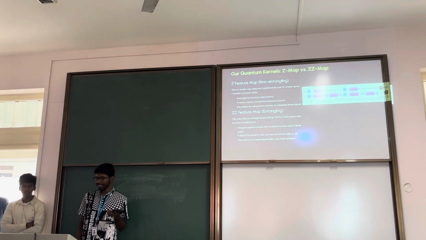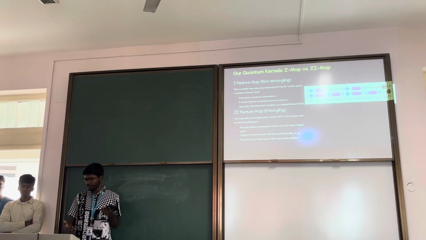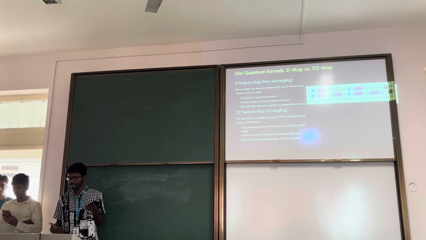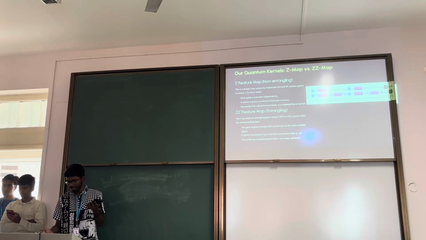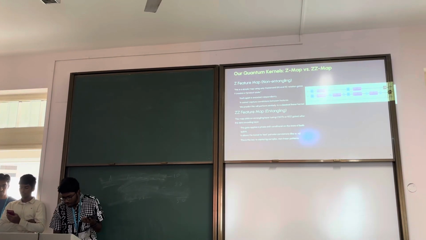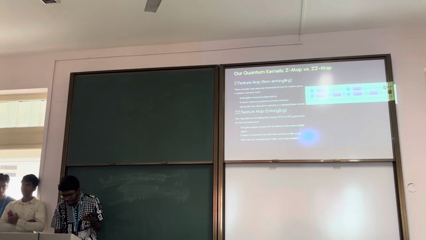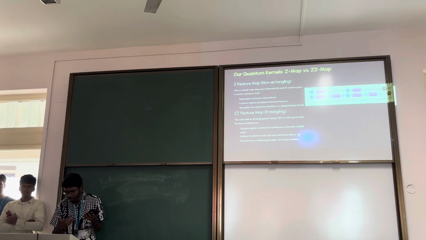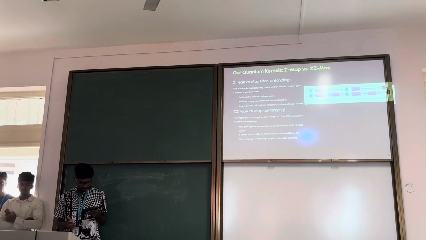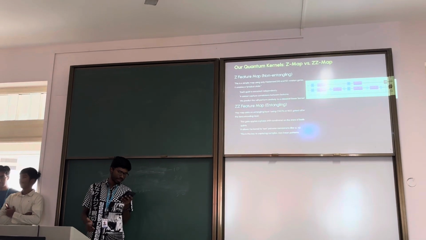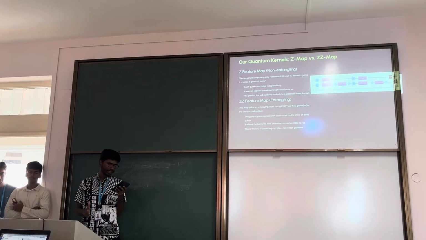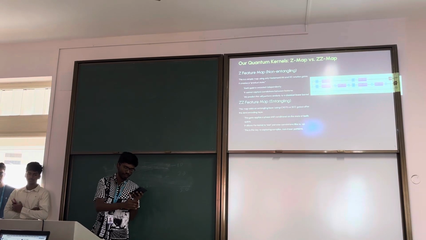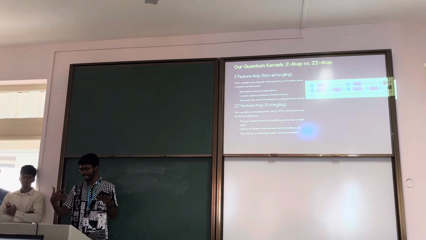The Z feature map and the ZZ feature map. We use the Z feature map for non-entangling, which is basically the classical linear kernel. In the Z feature map, the features are encoded independently, so it cannot capture correlation between features. It has limited expressive power and it treats each feature separately. This is why it is a classical kernel.